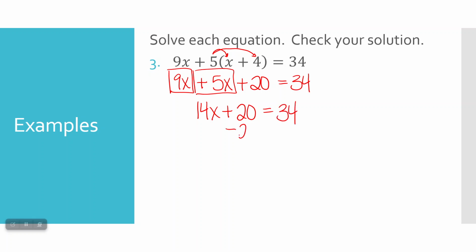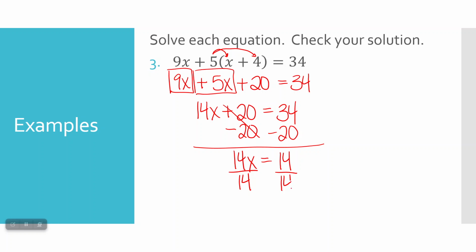We undo addition first. 14x equals 14. And now we're going to undo multiplication by dividing. So we get x equals 1.